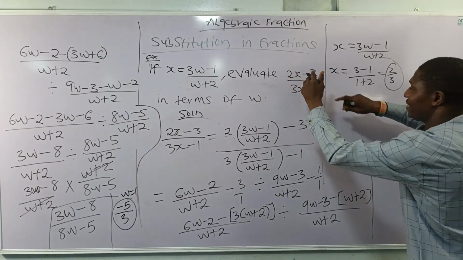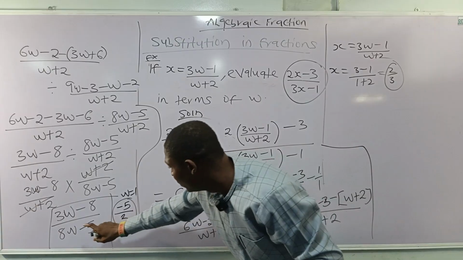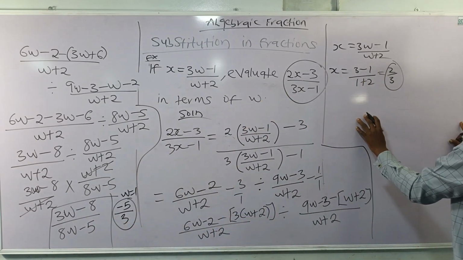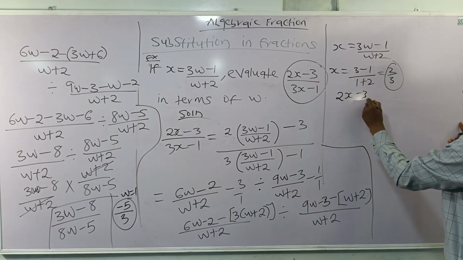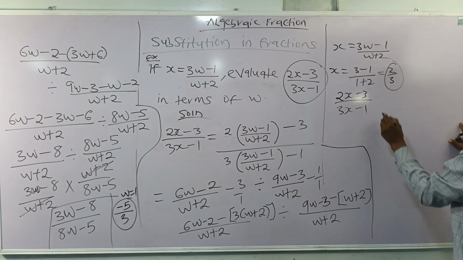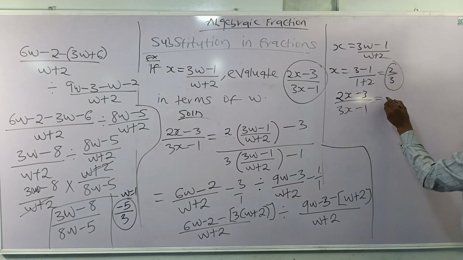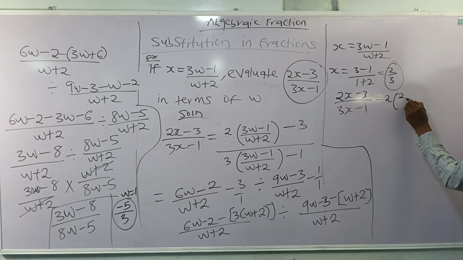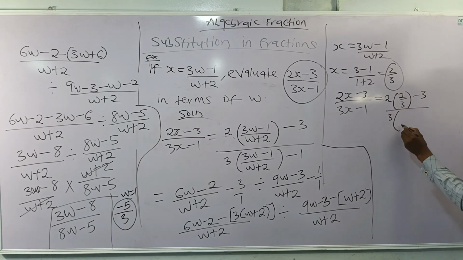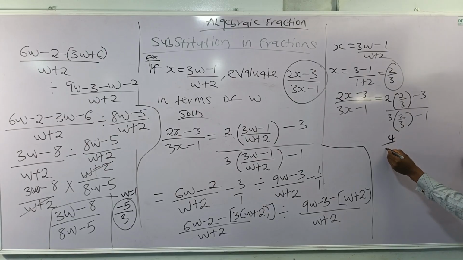But this is in terms of x. So in place of x here, this is what must correspond, which will give me 2x minus 3 all over 3x minus 1. The value of x is 2 over 3. So I have 2 times 2 over 3, minus 3, all over 3 times 2 over 3 minus 1. I'll resolve this. 2 times 2 is 4. So I have 4 over 3 minus 3 over 1.